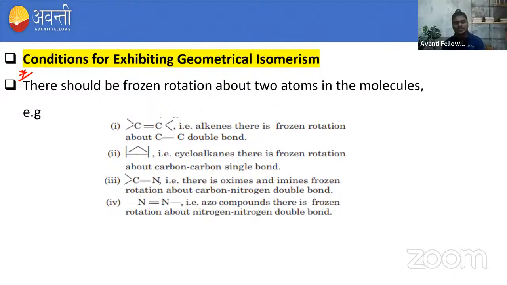So this is the first and the most important condition for exhibiting geometrical isomerism. So I hope this is clear to you. Is everyone clear? What are the conditions for exhibiting geometrical isomerism and what is geometrical isomerism basically? Okay, let's go.